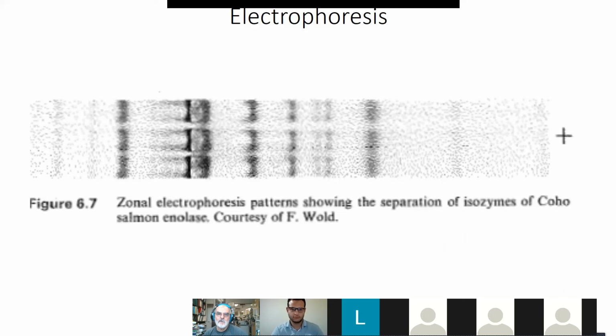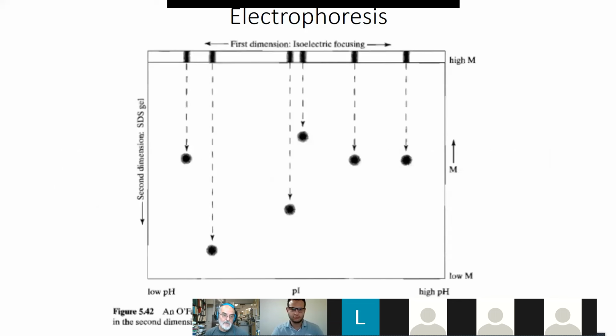Here's an example that Ken stole from a book by a guy by the name of Finn Vold, showing you examples of isoelectric patterns and how sharp the bands might be and how reproducible the bands might be. Now, that's a one-dimensional gel, okay?